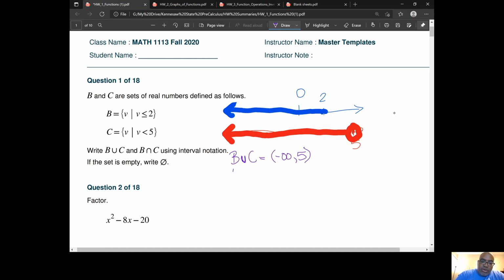Okay, and then B intersection C. This is where the two sets overlap. Okay, so what we know is that the blue is included in the red. So that's the overlap where they're included. So that is negative infinity to 2. And the bracket means that we include 2. That's problem number 1.